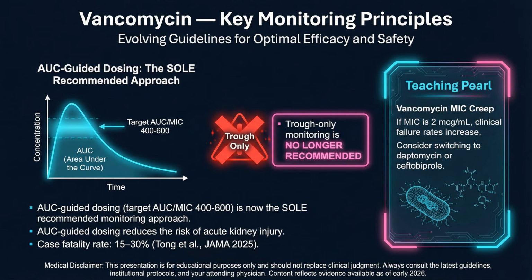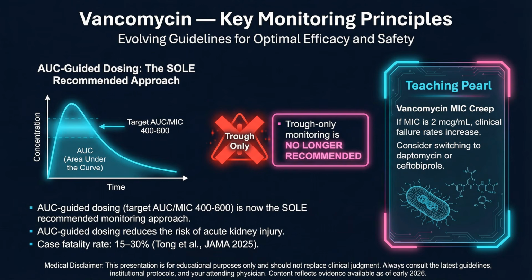Now let's talk about vancomycin. There has been a major practice-changing shift in how we monitor this drug. Area under the curve, or AUC-guided dosing, with a target AUC to MIC ratio of 400 to 600, is now the sole recommended monitoring approach for serious MRSA infections. The 2020 revised consensus guidelines from the Infectious Diseases Society of America and other major societies explicitly abandoned trough-only monitoring. Why? Because it was shown to cause increased nephrotoxicity without any improvement in efficacy. So, trough-only monitoring is no longer recommended.